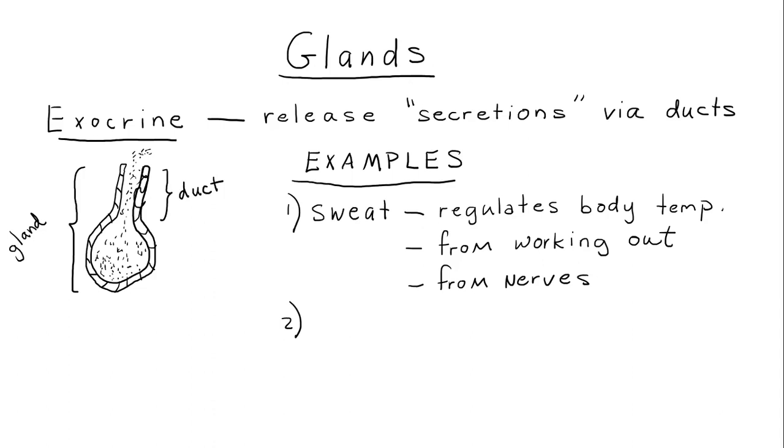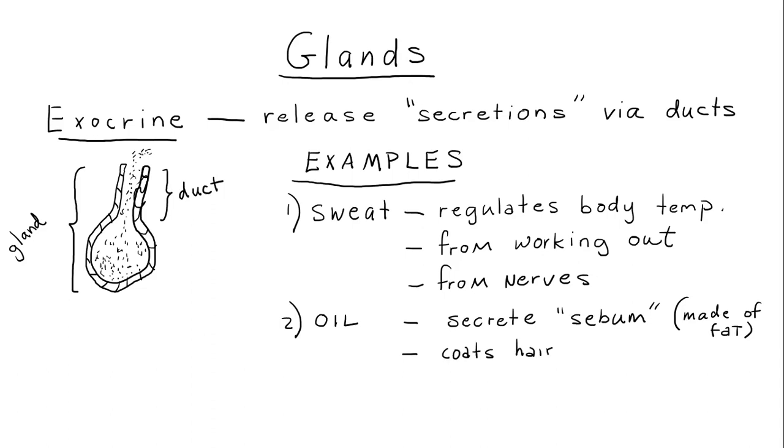And another kind of exocrine gland we're all familiar with are these oil glands that are heading out to the surface of the skin that secrete sebum, which is made of fat. Okay, and this can be good for the skin and hair because it coats the skin and hair and protects it from drying out, and so protects against water loss.